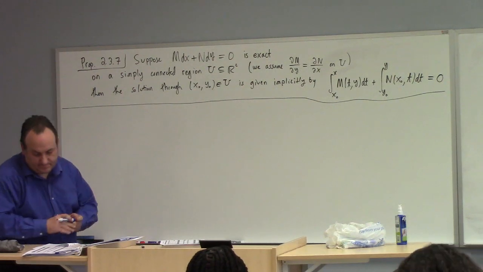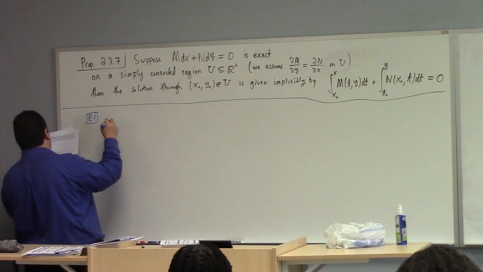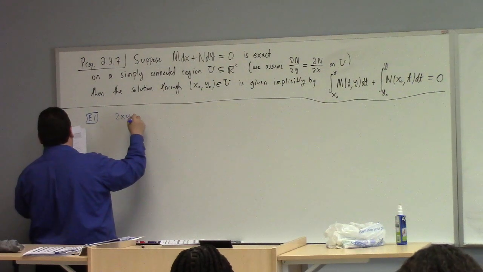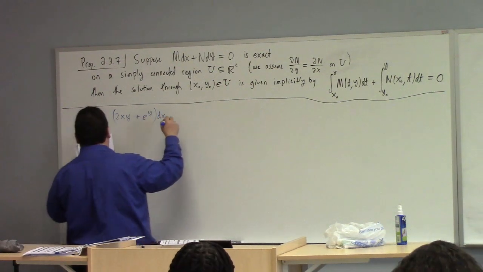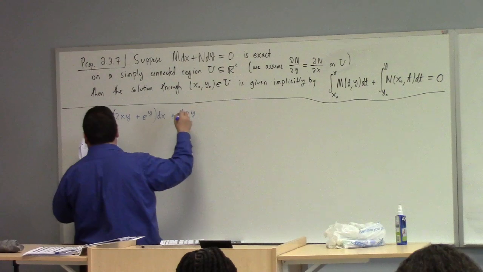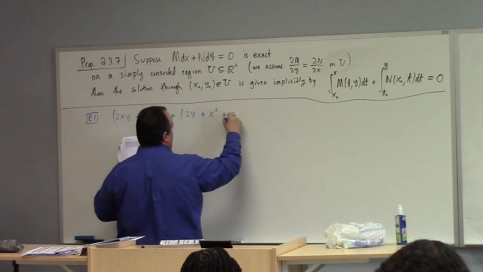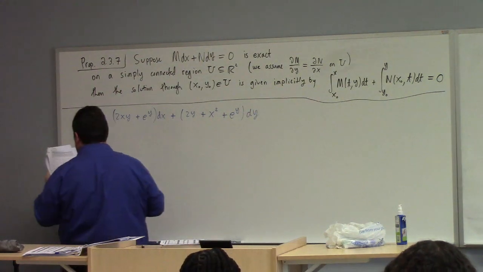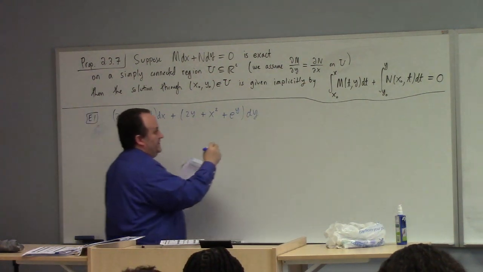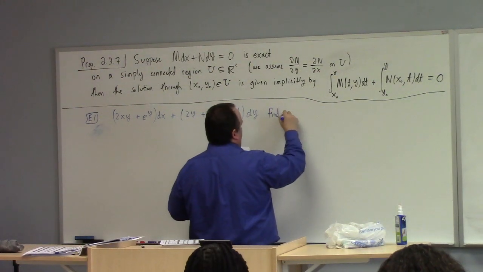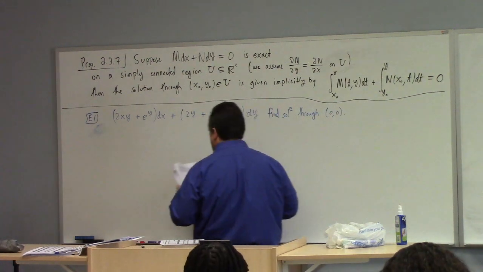Suppose we've got (2xy plus e to the y) dx plus (2y plus x squared plus e to the y) dy. And we want to find the solution through the origin.